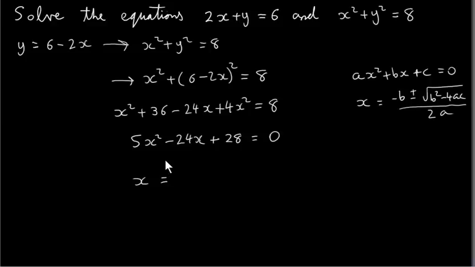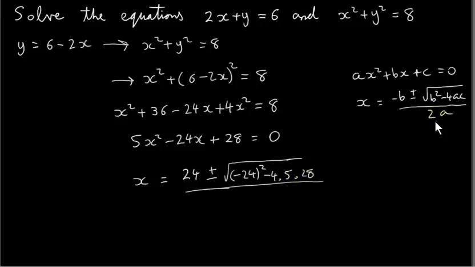You can see that b is minus 24, the coefficient of x, and we have minus b, so we have minus minus 24, which is plus 24. Then we have plus or minus the square root of b squared, so we have to take minus 24 and square it. Then we have minus 4 times a times c. A is 5, c is plus 28. And all of this is divided by 2 times a, where a is 5.